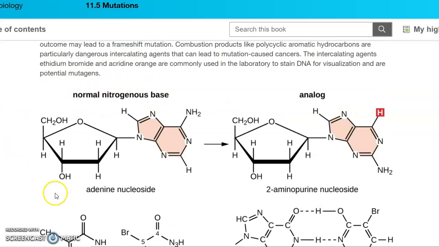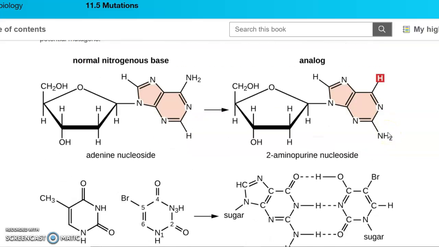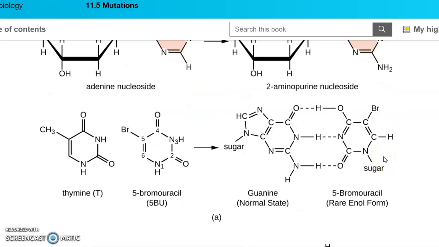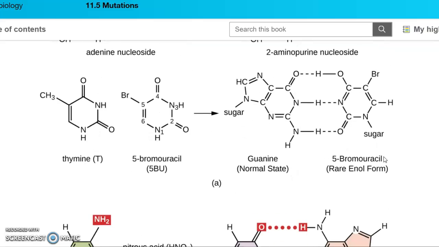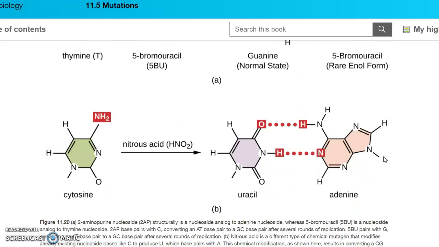So here's a normal nitrogenous base. This is an adenine nucleoside here and an analog, so it's very similar. You see very similar here. And so what would happen is the DNA would pick up this analog and put it in place of that. And so what that's going to do is it's going to interfere with the correct process.